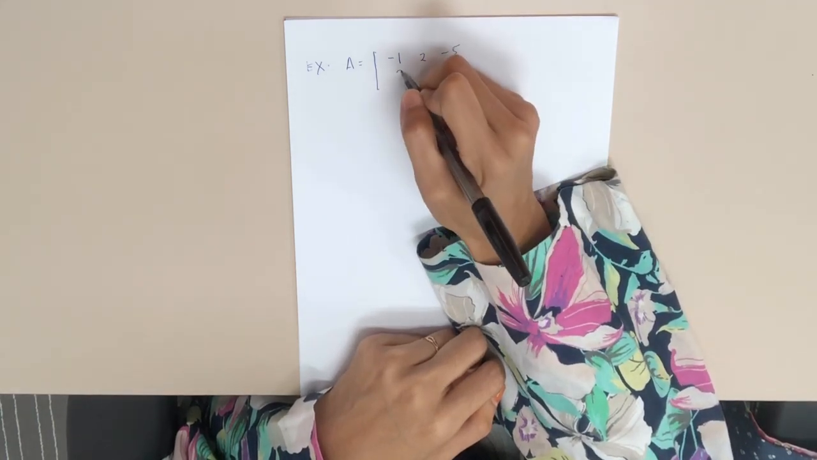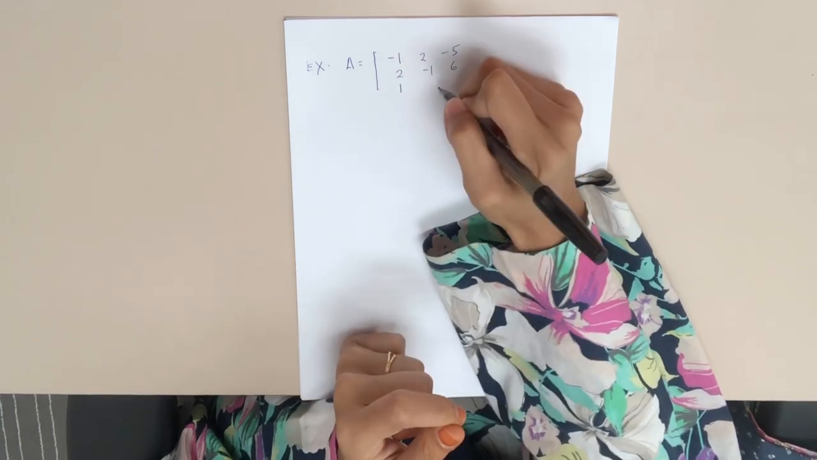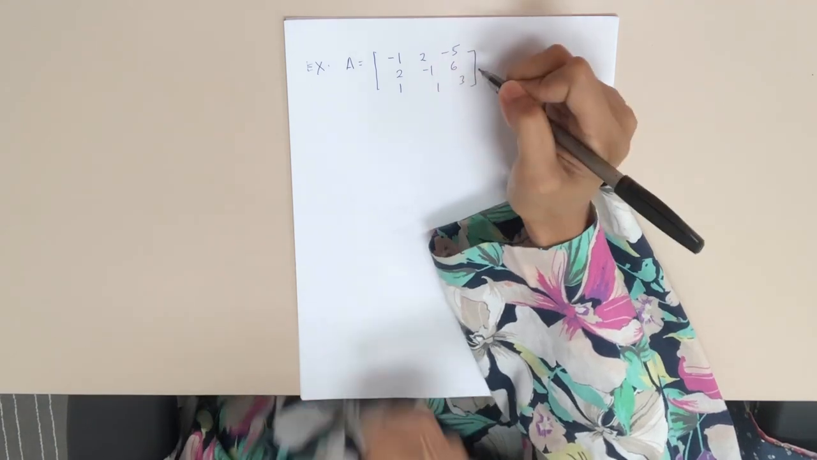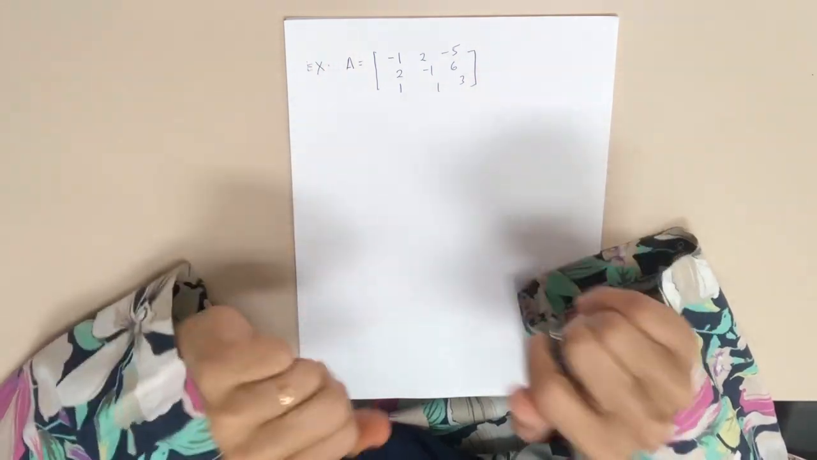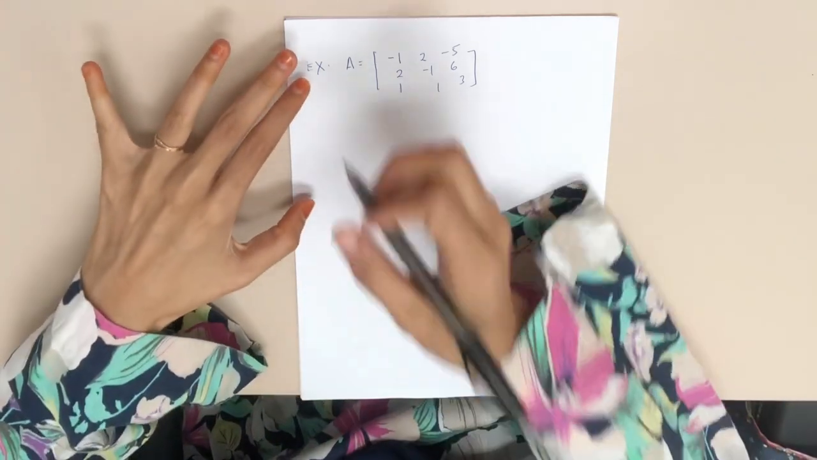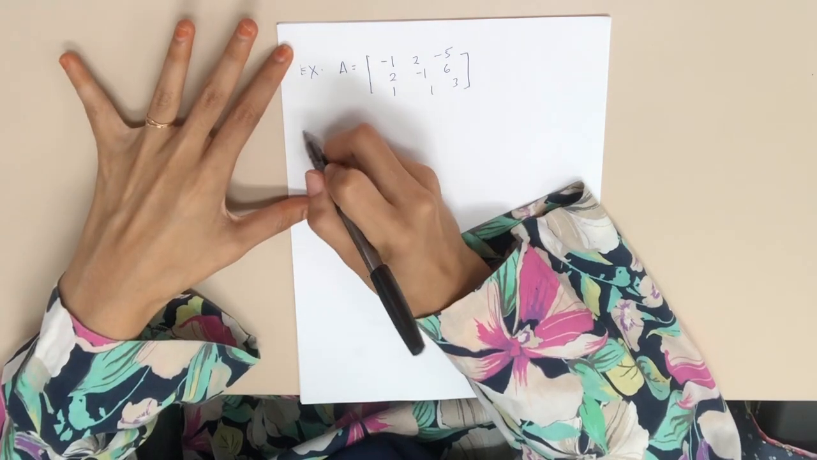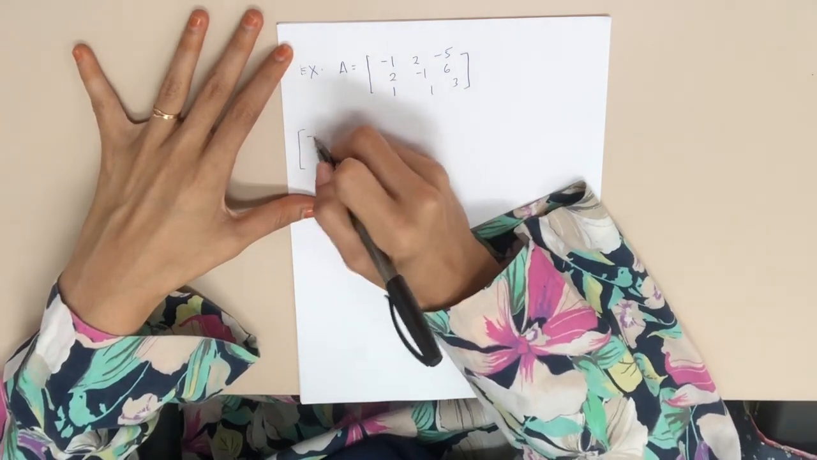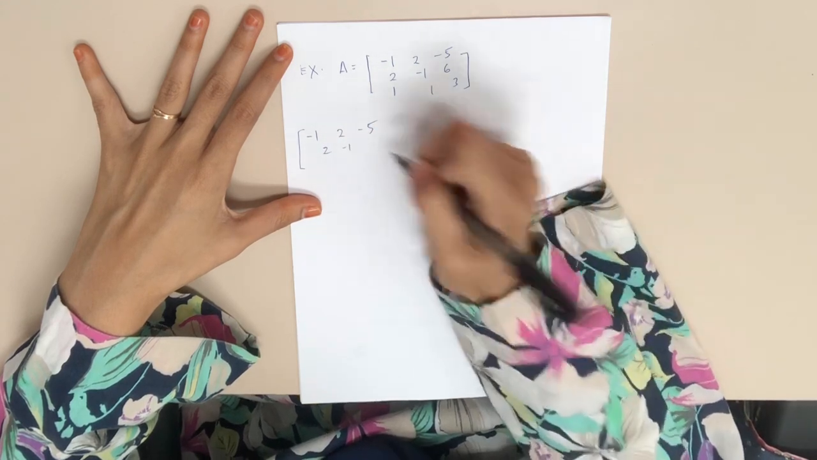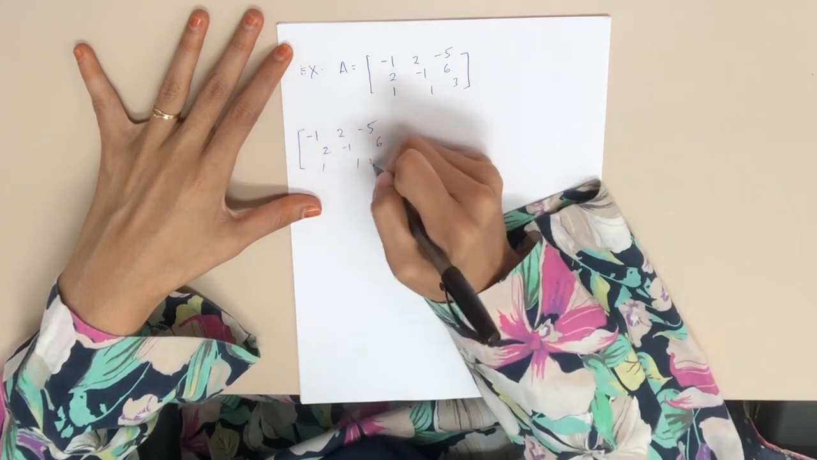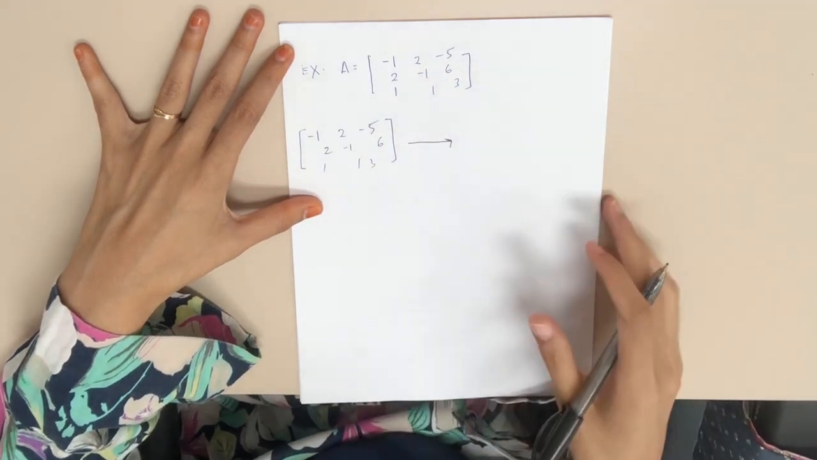Now I want to show the process of reducing the matrix. So this is your matrix A. The first step: assume this is the question, so I write here another matrix A. Now we want to reduce it.